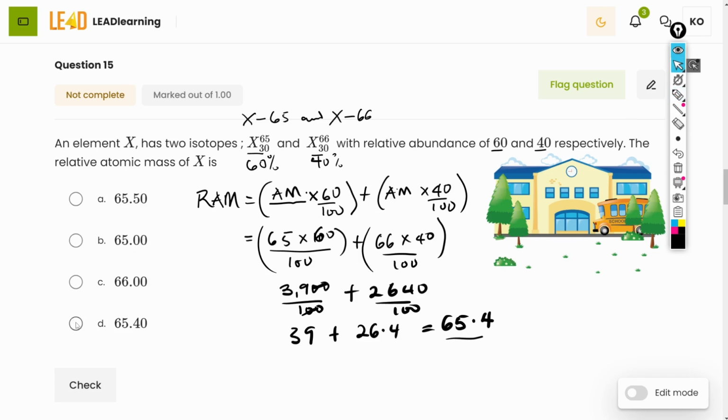So that is how you calculate the relative atomic mass of isotopes. All you need to do is multiply the relative abundance by the atomic mass of each isotope, and then add up everything, and that gives you the relative atomic mass.